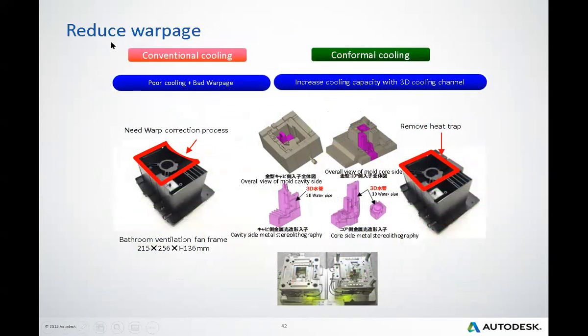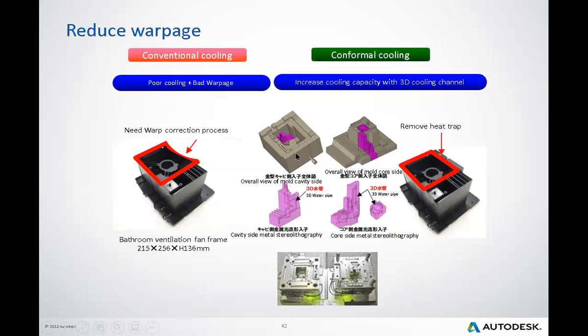And the next benefit is reduced warpage. Warpage is a problem nowadays if we don't have proper cooling. We can see from this that we need a warp correction process with conventional cooling. We use poor cooling and get bad warpage. This part is a bathroom ventilation fan frame, with dimensions of about 215 by 256 by 136.